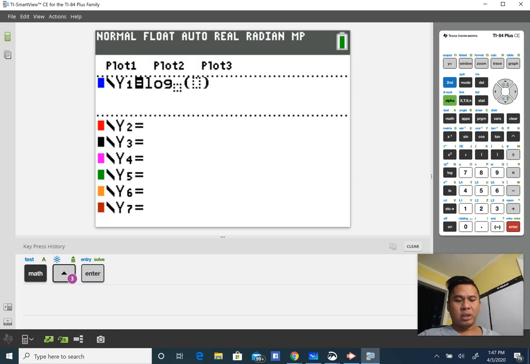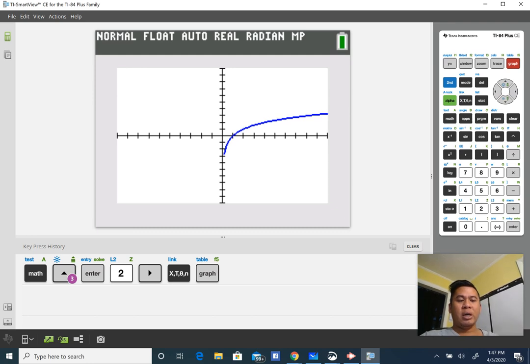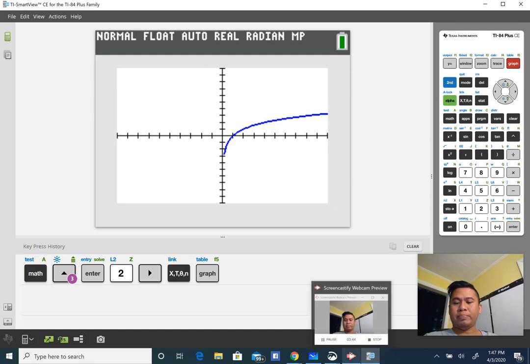And in there, let's try to do log base 2 of x and see how the graph looks like. So press graph. There we go. That's our logarithm function base 2. So once again, that's math. Go up until you see A, which means log base, and then put the given base of that logarithm.